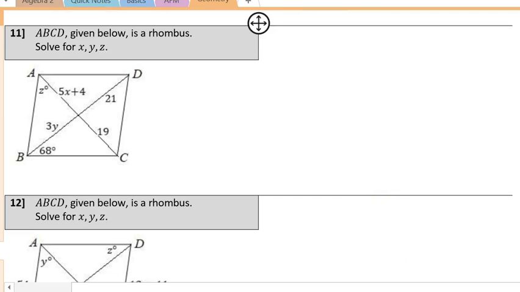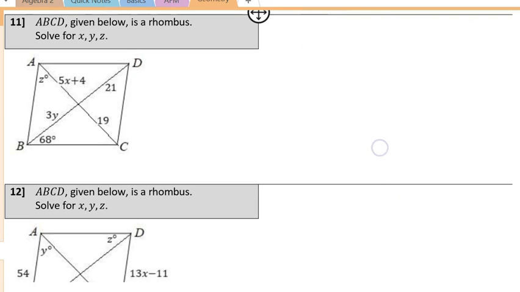Question number 11 and 12, we should see that we're actually given a parallelogram, but this is a more specific parallelogram, and that it is a rhombus in each of these. So with the rhombus, we add a few more properties to the ones we know from a parallelogram. Opposite sides are congruent, diagonals bisect each other, or we get a little bit more specific.